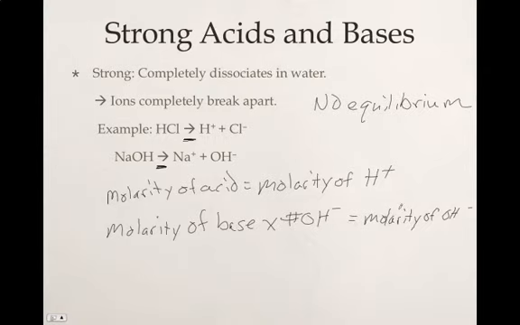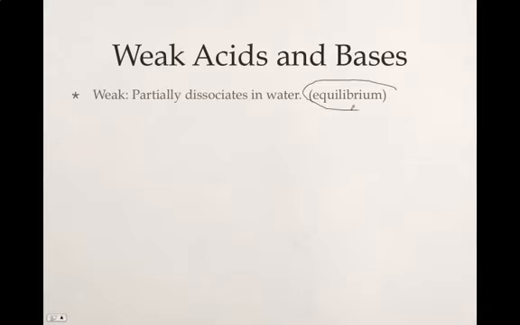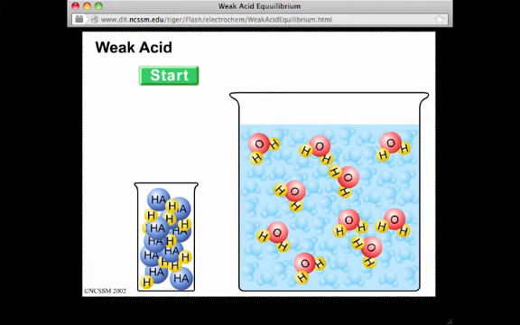Now, what about weak acids and bases? Weak acids and bases are slightly different. They're considered weak because they only partially dissociate in water. And again, dissociate means that they break apart. So that means we have a case of equilibrium here. So most ions stick together rather than break apart. That means that we have an equilibrium situation, and I'll show you what this means with the following animation.